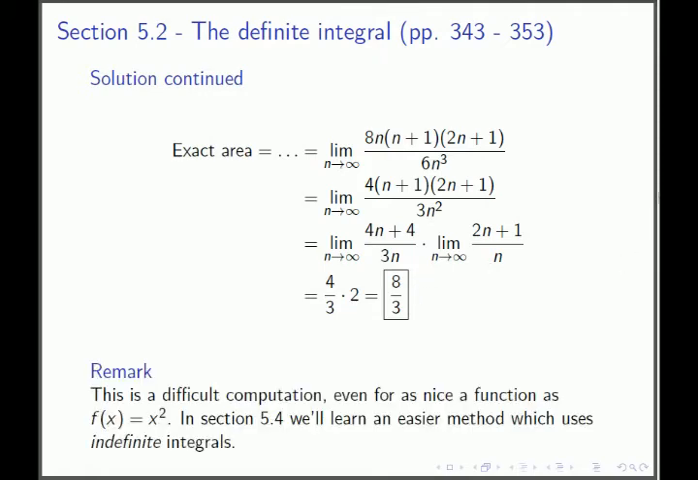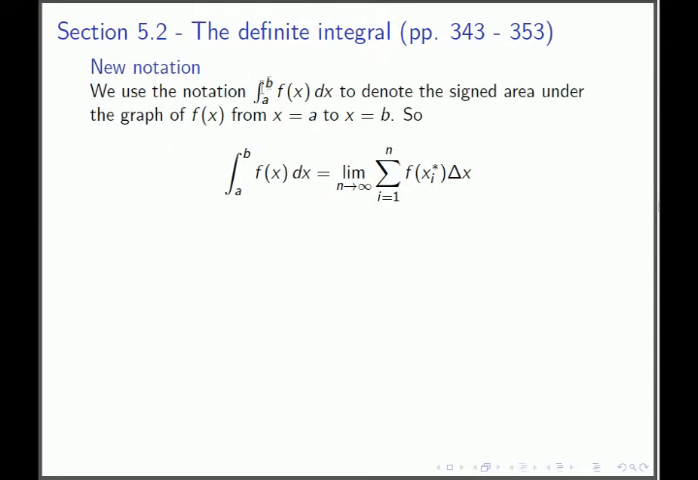Now I want to point out that this was a rather lengthy and difficult computation for such a nice function as y equals x squared. In section 5.4 we are going to learn a much easier method for computing these definite integrals, which involves the use of indefinite integrals. And it's this connection between the area problem and indefinite integrals which will motivate us to use the following notation. We use the notation integral from a to b of f of x dx to denote the signed area under the graph of f of x from x equals a to x equals b.